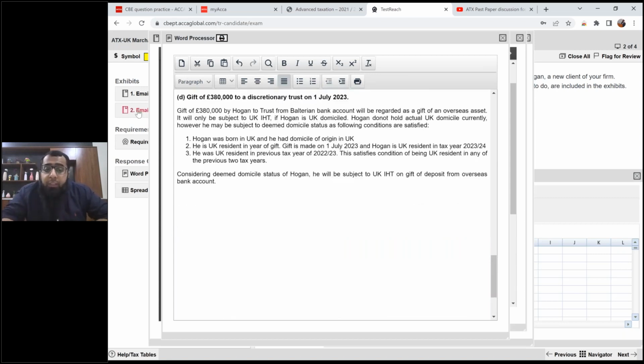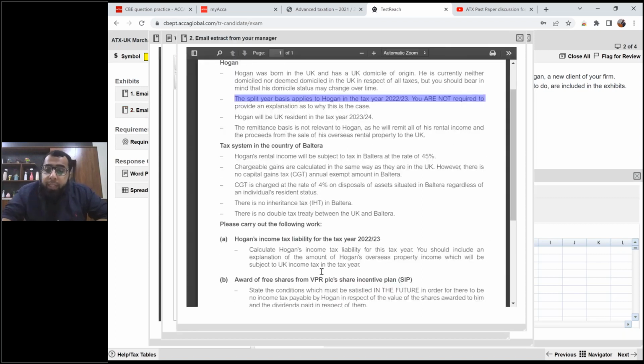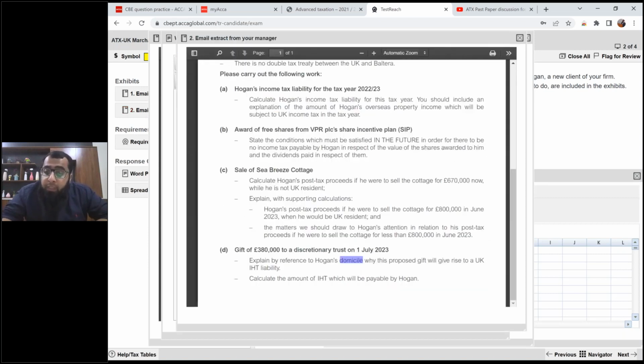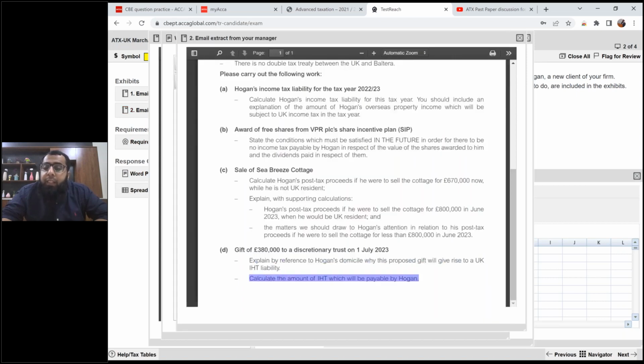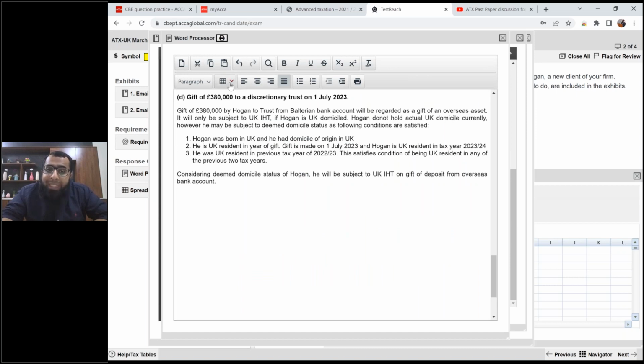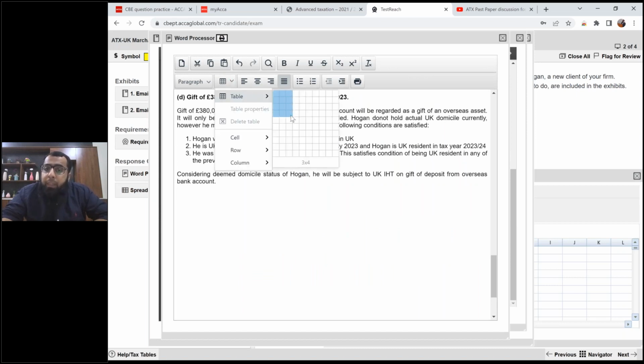Okay. So the first thing which he asked was: explain by reference to Hogan's domicile status why this proposed gift will give rise to UK IHT. So it will give rise to UK IHT because he is a deemed domicile holder. Now the second thing he's asking is to calculate the amount of IHT. Let's calculate the amount of IHT. Not a big deal.